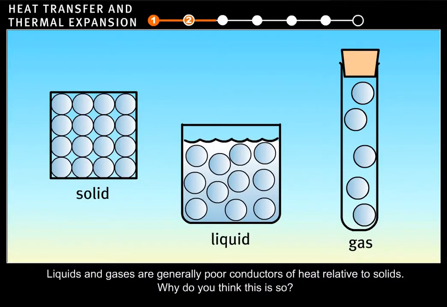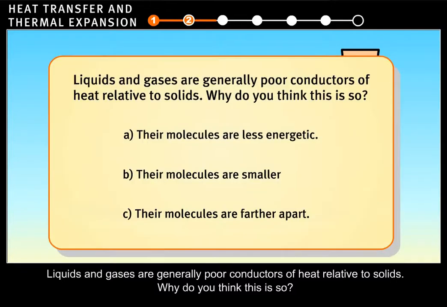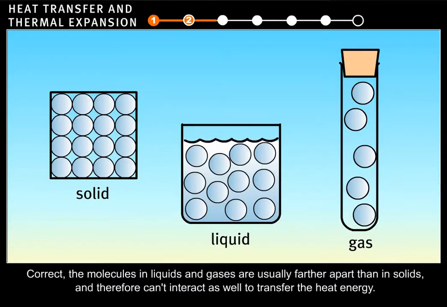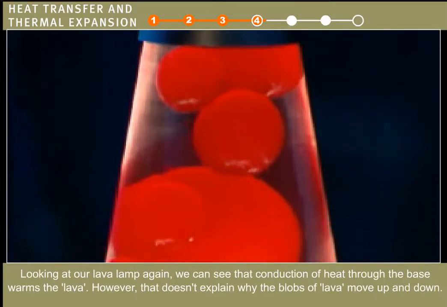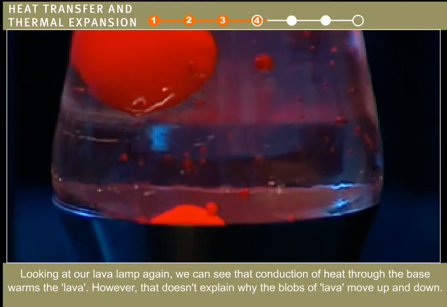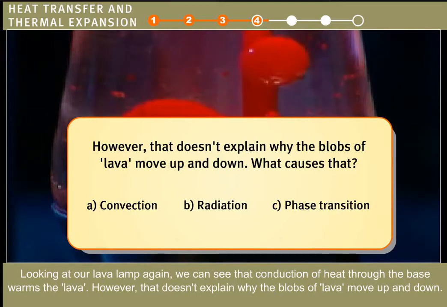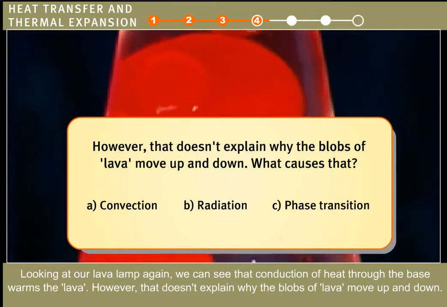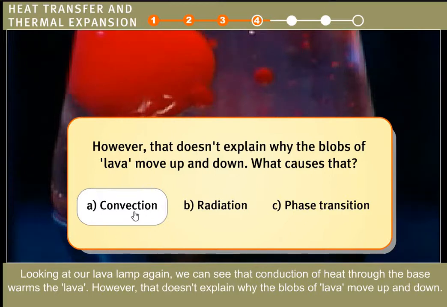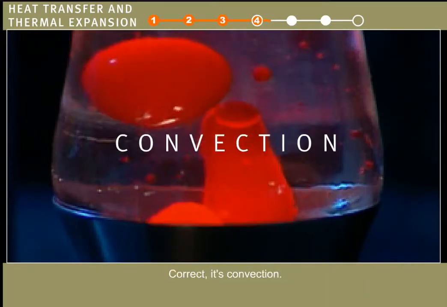Liquids and gases are generally poor conductors of heat relative to solids. Why do you think this is so? Correct. The molecules in liquids and gases are usually farther apart than in solids, and therefore can't interact as well to transfer the heat energy. Looking at our lava lamp again, we can see that conduction of heat through the base warms the lava. However, that doesn't explain why the blobs of lava move up and down. What causes that? Correct. It's convection.